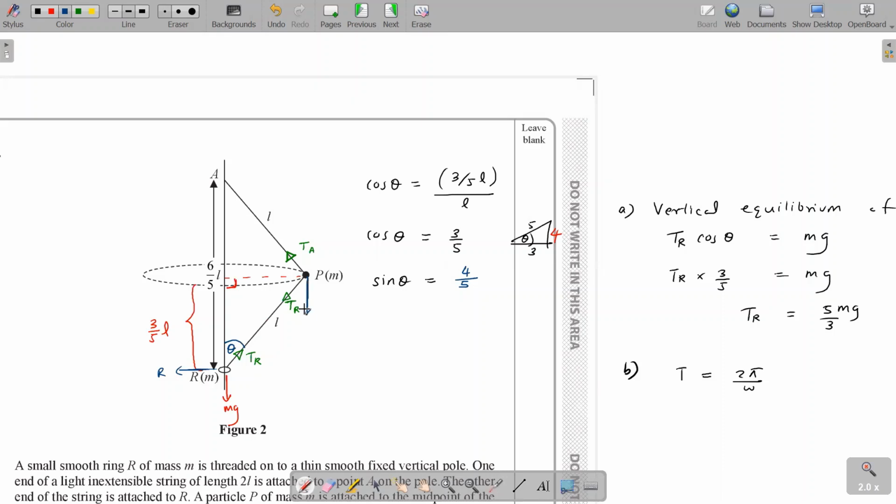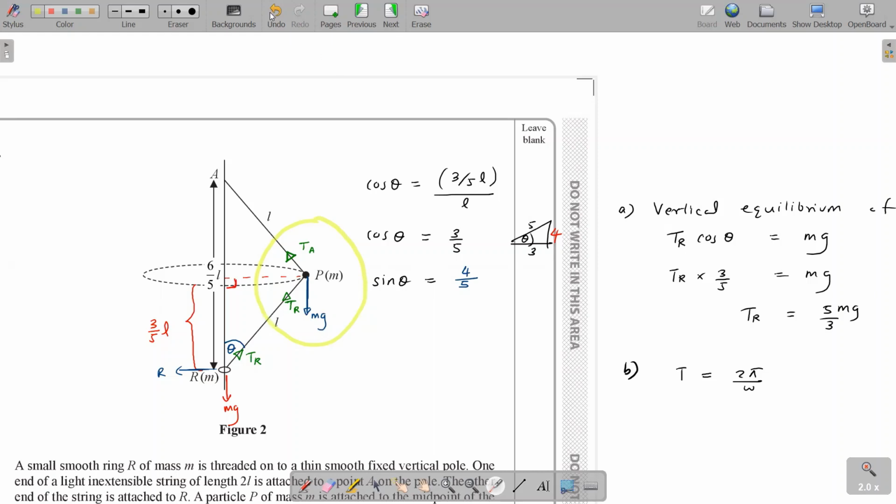It did not affect part A. I had not marked it for part A, because in part A I was working on the ring. I was only considering the ring system, which is a separate system. Now I'm considering all the forces acting simply on this particle P, because particle P is the one going through this horizontal circular motion. So you apply vertical equilibrium for particle P and you apply F equals ma towards the center.